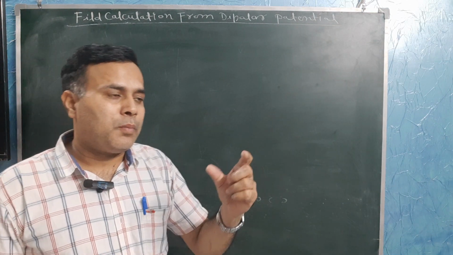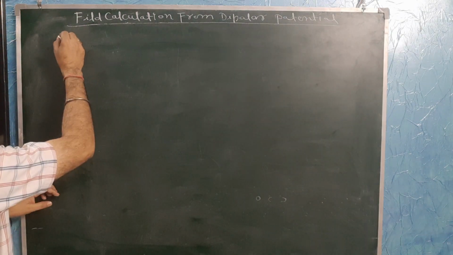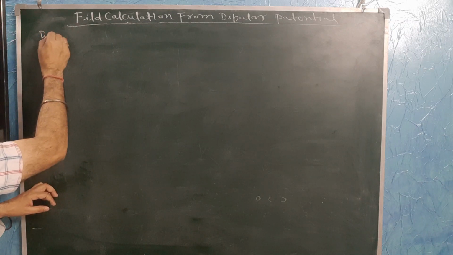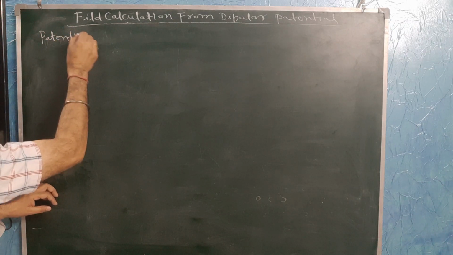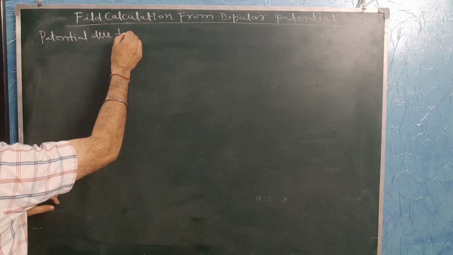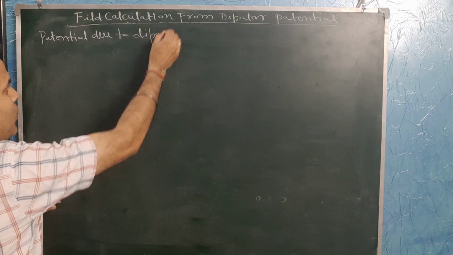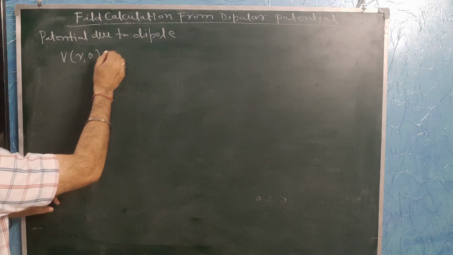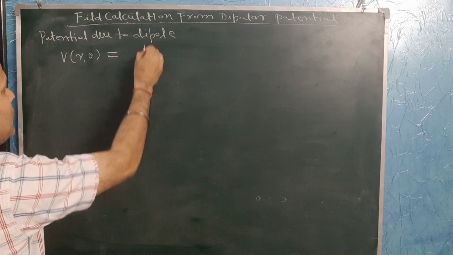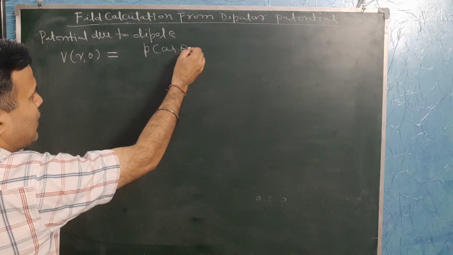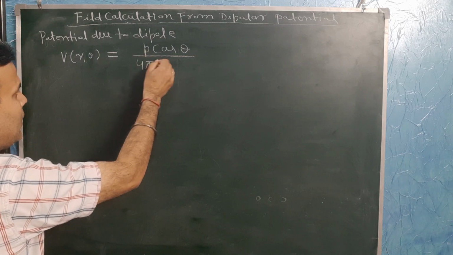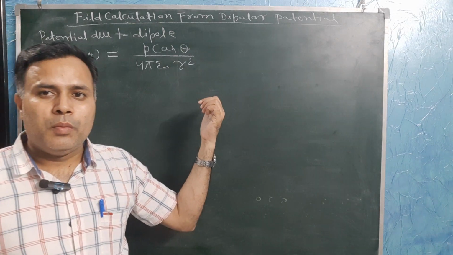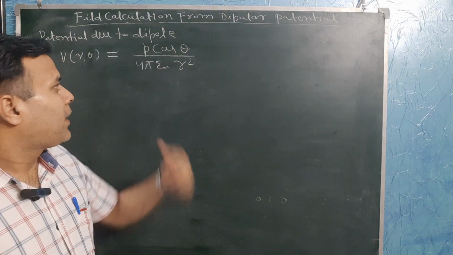So we know that the potential due to a dipole is simply V(r, theta), which means it is a function of r and theta, and it is simply p cos theta by 4 pi epsilon naught r squared. This is the profile of dipolar potential, which is a function of r and theta.